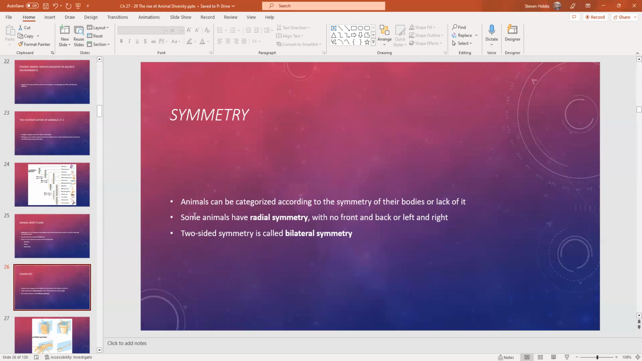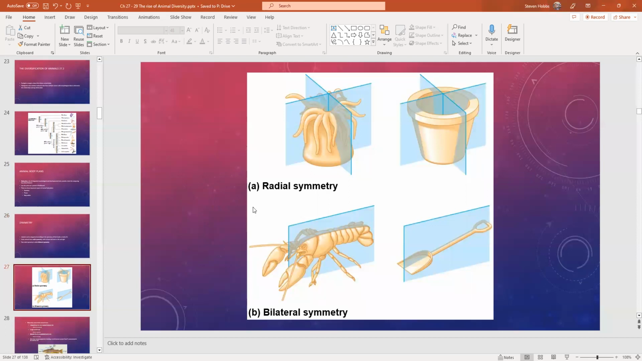Those that are symmetrical, are they symmetrical all the way around or just the left and right? If they're symmetrical all the way around, we call that radial symmetry. There's no front or back, left or right. Starfish are this way. Two-sided symmetry, or left and right, is known as bilateral symmetry. Here's an image of those. So we've got something like a sea anemone. Those are radially symmetric. They're the same regardless of how you cut them. Kind of like a pot. So they've got a top and a bottom, but they don't have a left or right, front or back. Whereas those that are bilateral, they have a left and a right, a front and a back, a top and a bottom.